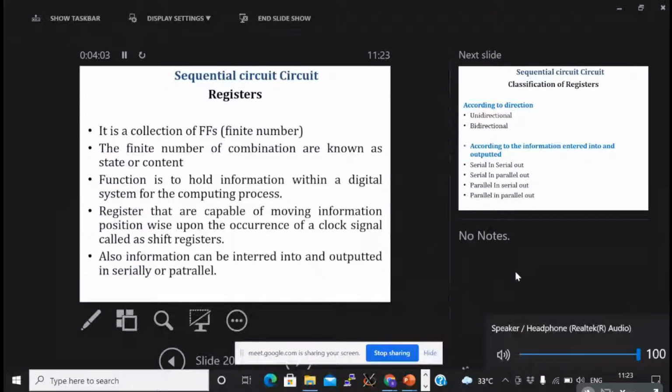So in the serial, we know that if we take the information in serially, what are the advantages? Only one input or one output port is required. So here the advantage with the serial information input or output is that we require only one port, so the hardware complexity is reduced here.